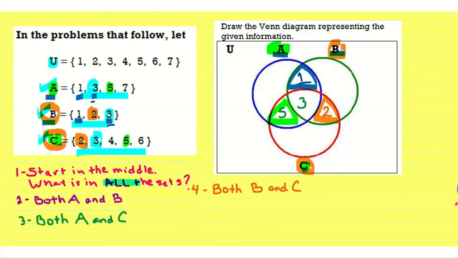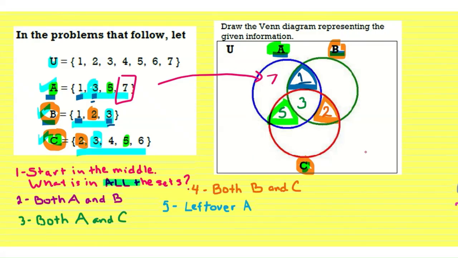Okay, so that was the fourth thing. The fifth thing that we're going to do is look for the leftover A. What have we not accounted for? We've used the 1, we've used the 3, we've used the 5. The leftover is going to be number 7. So number 7 is going to go over here in the part of circle A that is not overlapping with B or C, because that's the leftover.